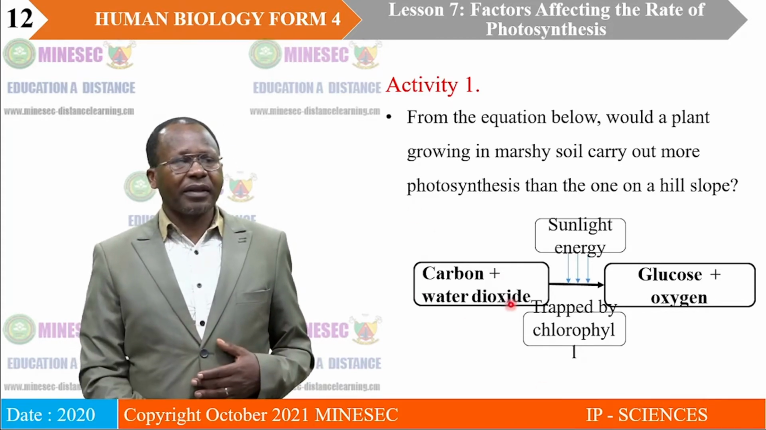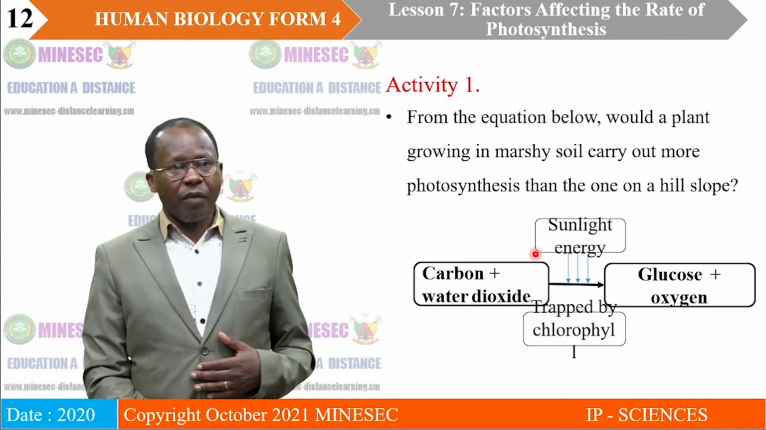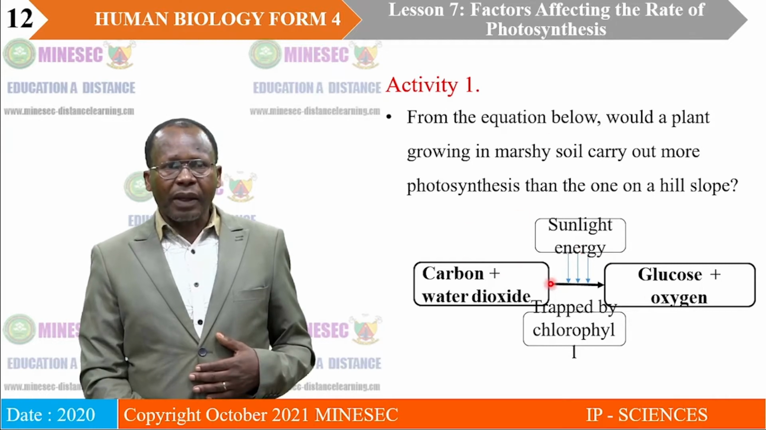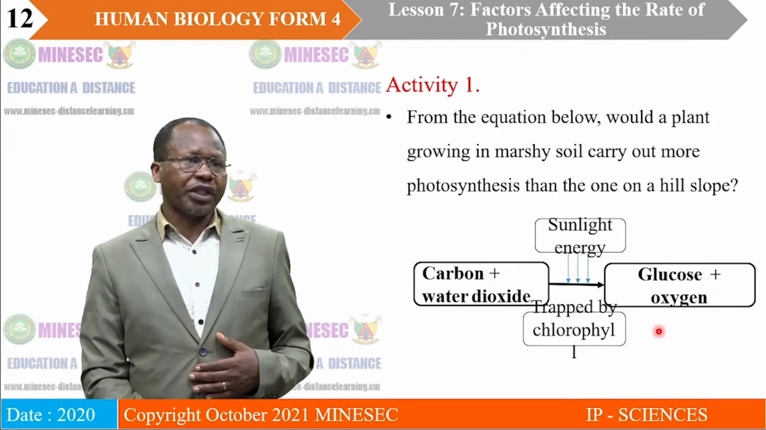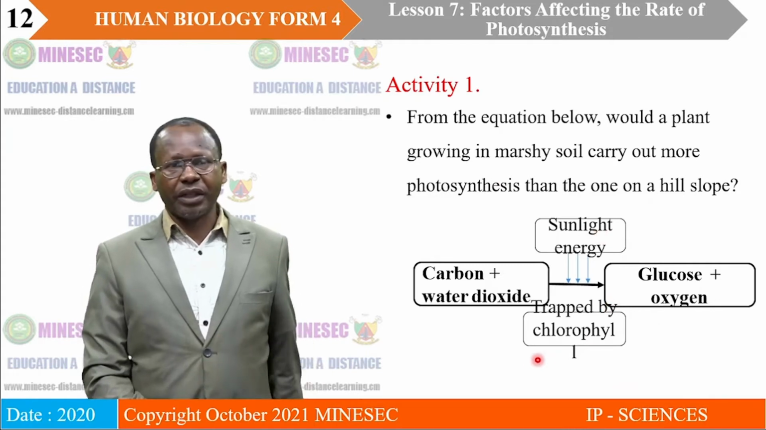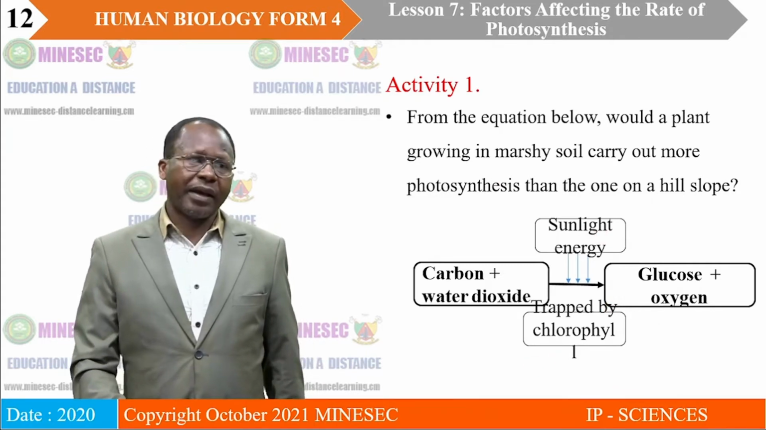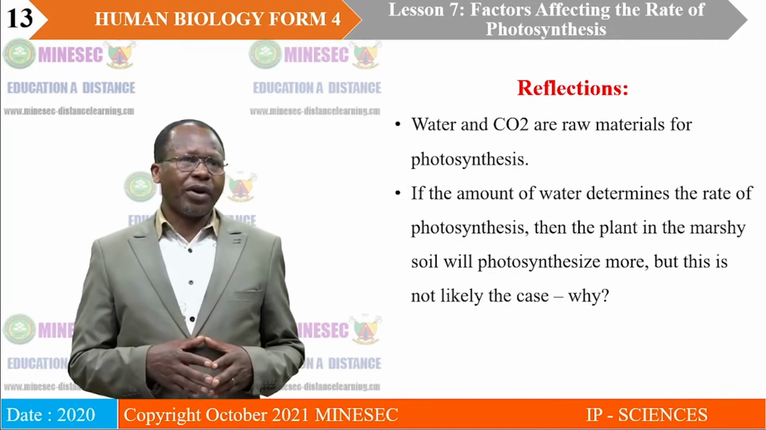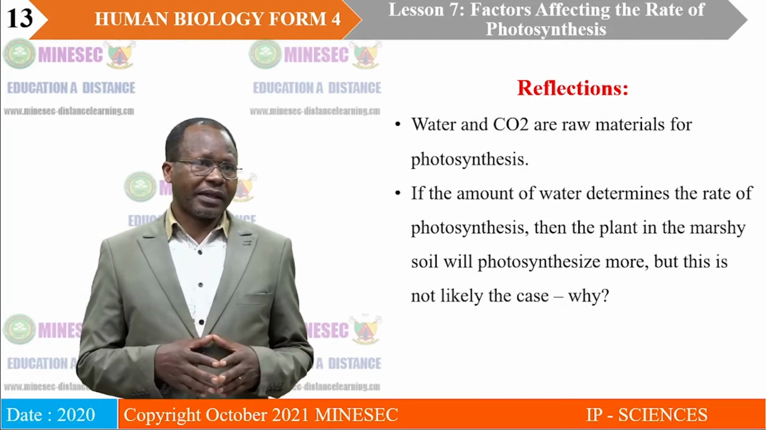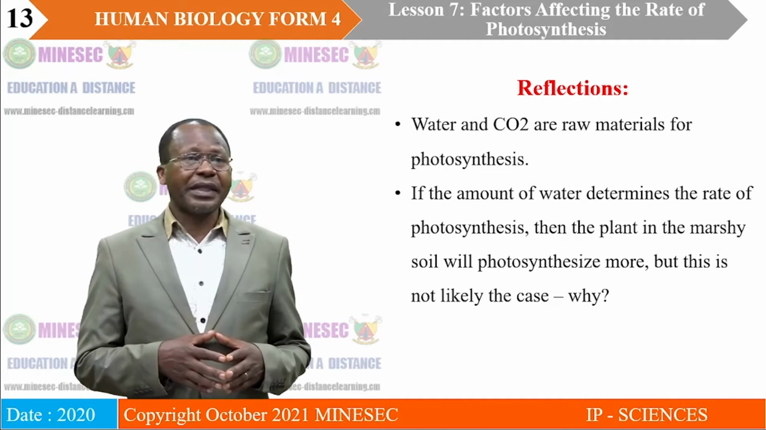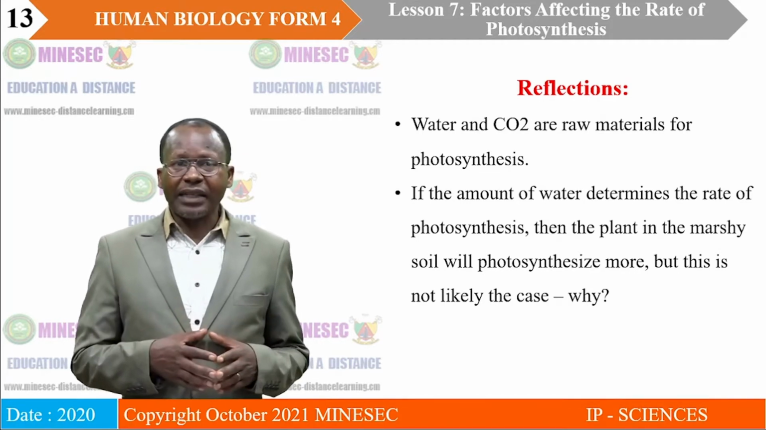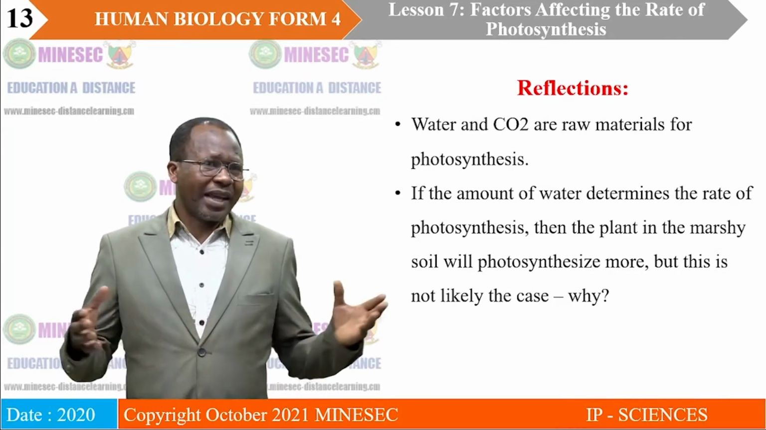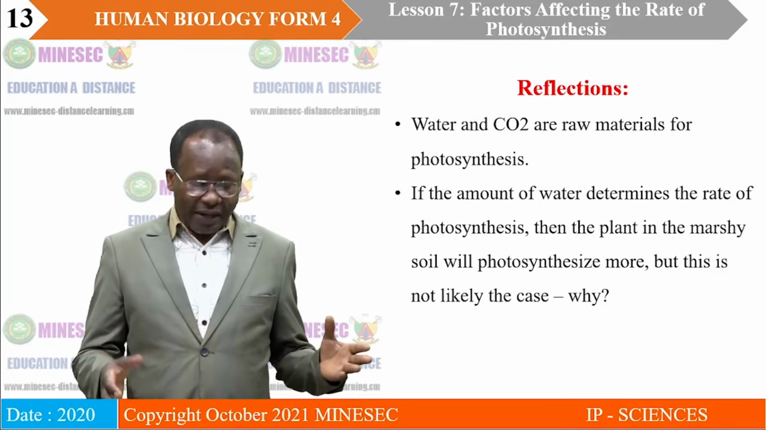Here is the equation for photosynthesis. Carbon dioxide plus water gives glucose and oxygen. And we have sunlight energy, and we have chlorophyll, which is trapped in the chloroplast. Reflection here is that water and carbon dioxide are raw materials for photosynthesis. If the amount of water determines the rate of photosynthesis, then the plant in the marshy area will photosynthesize more. But this is not the case. Why is it not the case scientifically?